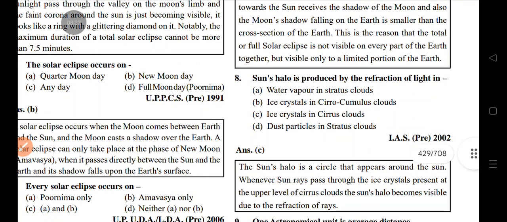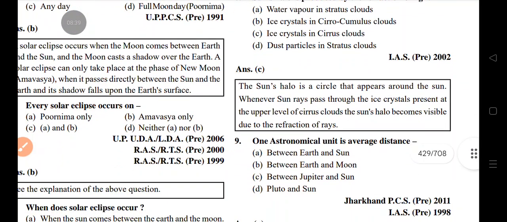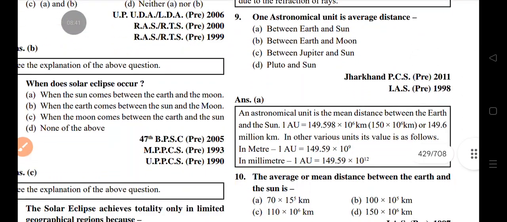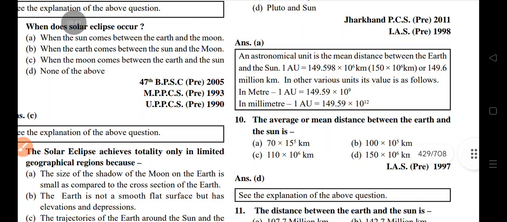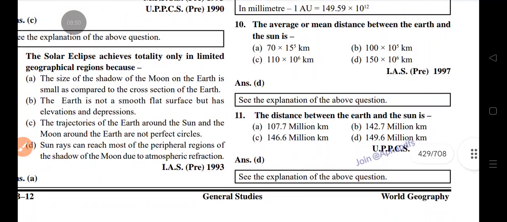The Sun's halo is produced by the refraction of light in ice crystals in cirrus clouds. One astronomical unit is the average distance between Earth and Sun. The average or mean distance between Earth and Sun is 1.5 × 10^8 km. Distance between Earth and Sun.